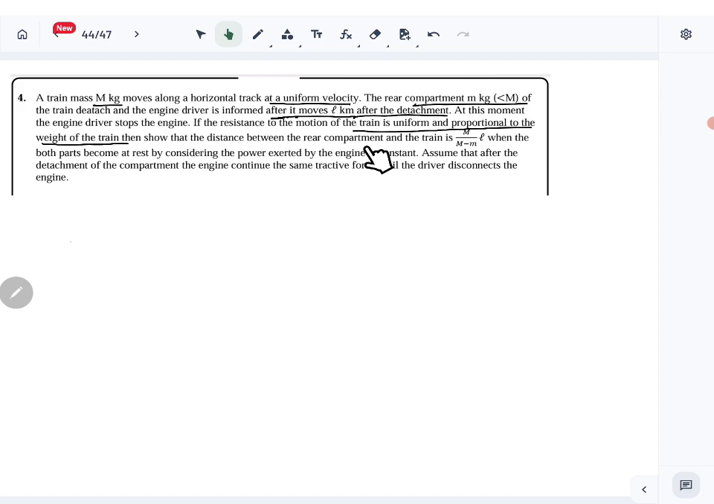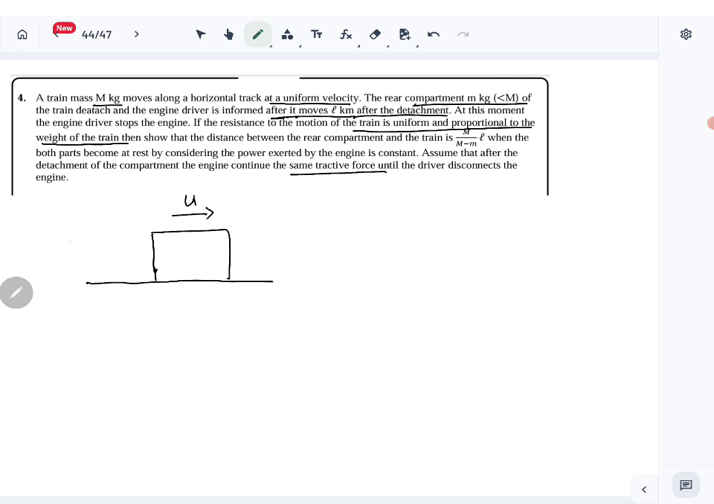Show that the distance between the rear compartment and the train is this expression when both parts come to rest. The power exerted is constant. Assume that after detachment of the compartment, the engine continues with the same tractive force. Right, we'll do case by case. So before detachment we'll do first.